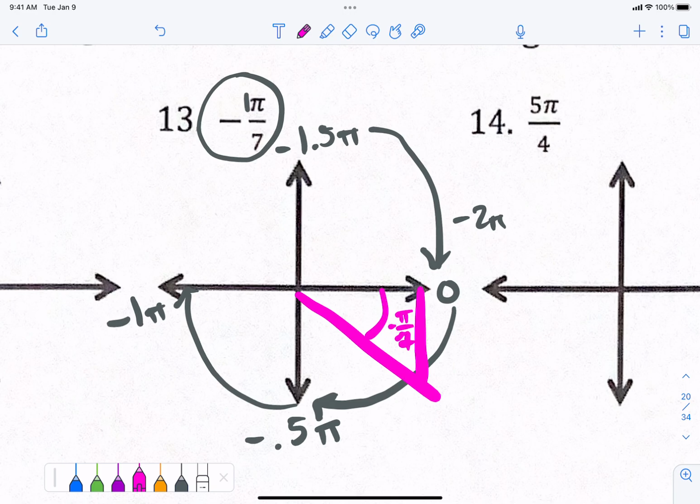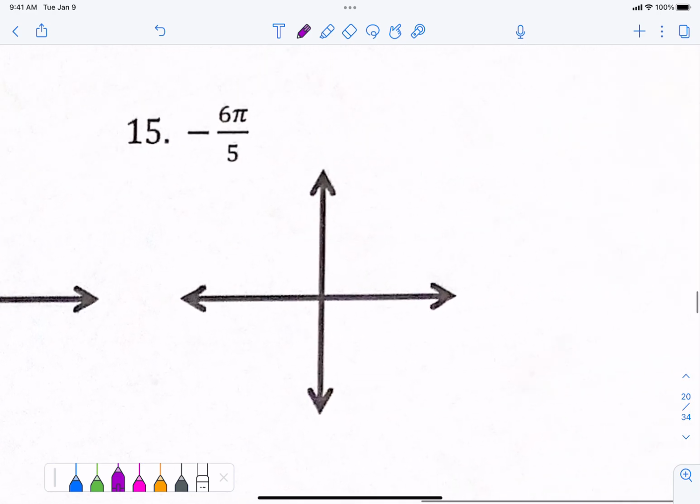So what will the reference angle be? Just pi over 7. It's like saying, how big is the wedge, right? Well, it's just pi over 7. Your reference angle will never be negative. It's just like, how big is that little bow tie angle? Pi over 7, that's it. Okay, that was 13. Okay, 15 is negative 6 pi over 5.